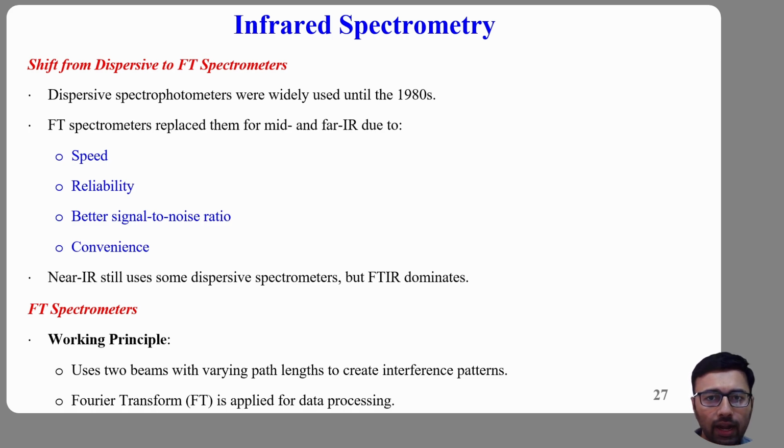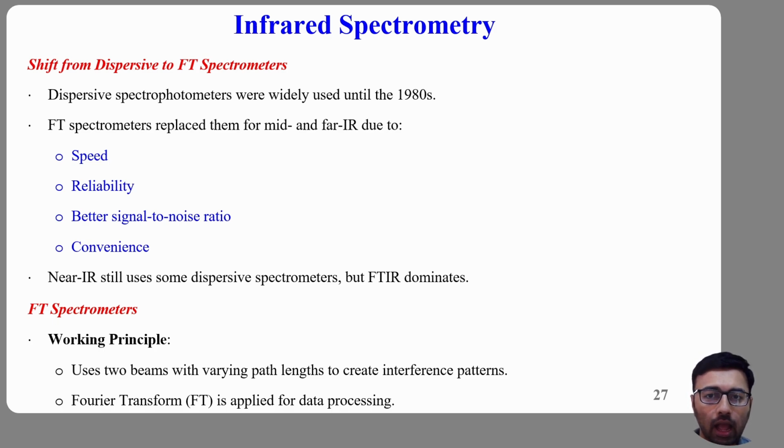So why did FTIR replace dispersive instruments? The answer is simple. FT instruments are vastly superior in performance. Let us examine the advantages carefully. First advantage is speed. A dispersive spectrometer scans wavelengths one at a time. This process can be relatively slow. In contrast, an FTIR instrument measures all wavelengths simultaneously. As a result, a complete spectrum can often be recorded within a second, sometimes even a fraction of a second.